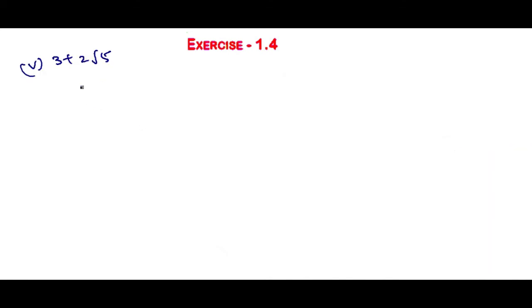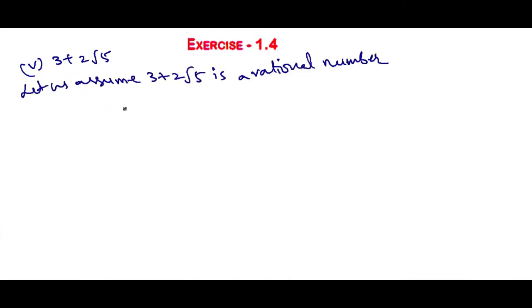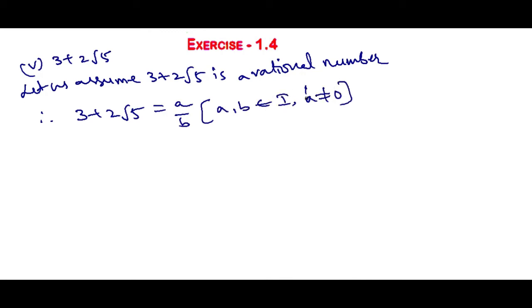Next question, 3 plus 2 root 5. To prove this one, first we need to take it as a rational number. Let us assume 3 plus 2 root 5 is a rational number. If it is a rational number, what will become? 3 plus 2 root 5 becomes a by b, where a and b both are integers and b is not equal to 0.